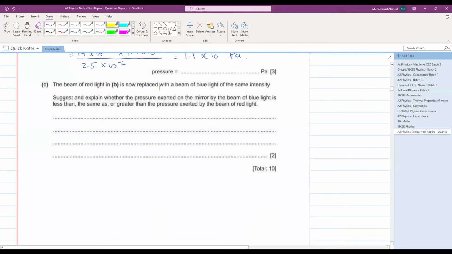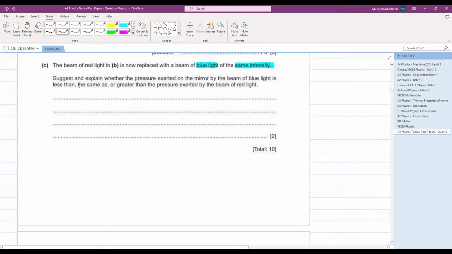The beam of red light is now replaced with blue light of the same intensity. Suggest and explain whether the pressure exerted on the mirror by the beam of blue light is the same, less, or greater than the pressure exerted by the red light. Now here you have to think in two dimensions. See, pressure is equal to force over area. And if I further break this down, pressure is equal to change in momentum over change in time, divided by area.